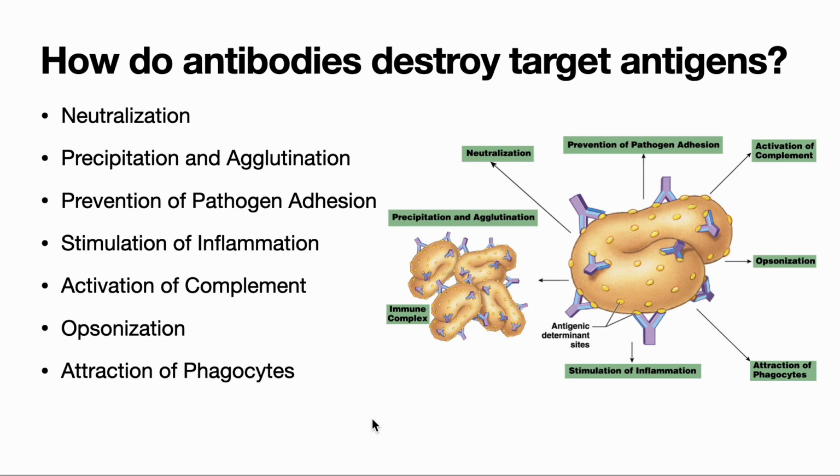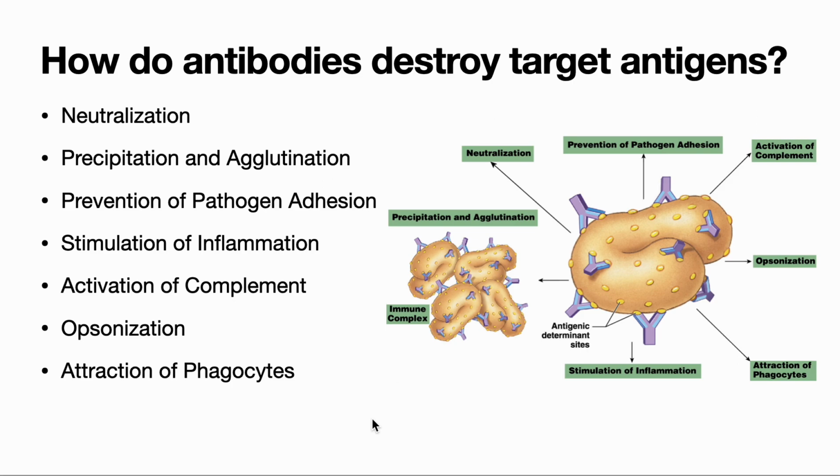Like, what do they actually do? So they can neutralize it. When they neutralize it, it means that antibodies can bind to sites on the bacteria or the virus, and then they actually make the virus incapable, or the bacteria incapable, of attaching to the cell itself. So we've neutralized it from being able to infect its target cell.